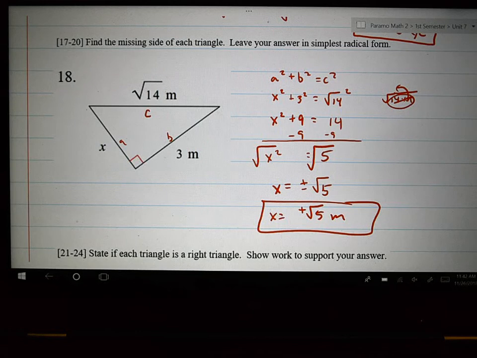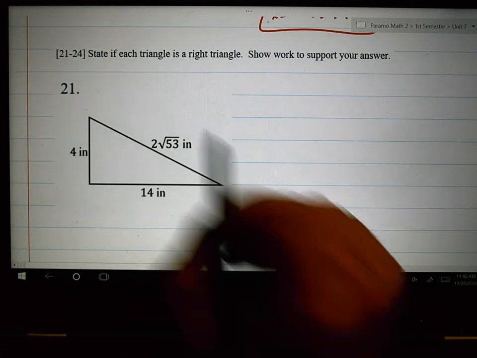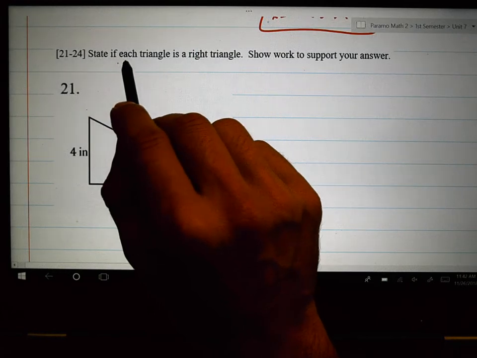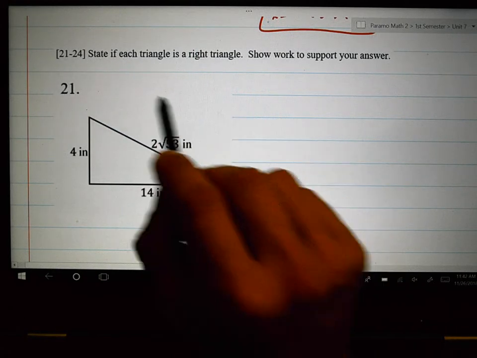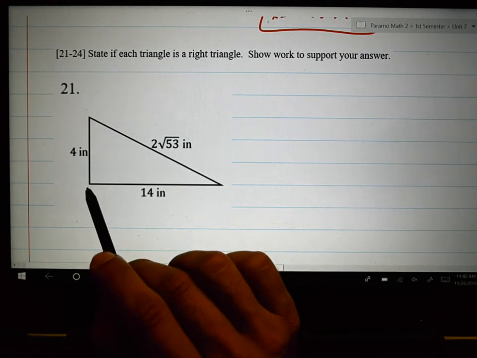The last example is 21. And it really is asking you, is this triangle a right triangle? State if each triangle is a right triangle. Show your work. The only way you're going to know if this is right, do not just base it off of this picture. Do not just guess whether it is or it isn't.